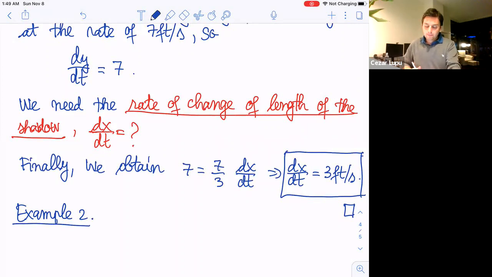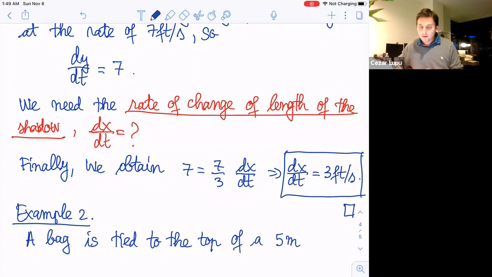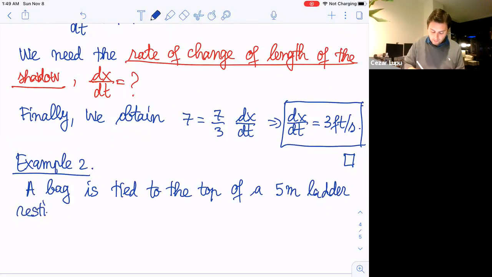Again, this is a problem taken from the book. It's a pretty standard problem, and it says the following. A bag is tied to the top of a, let's say, 5 meter ladder resting against a vertical wall.